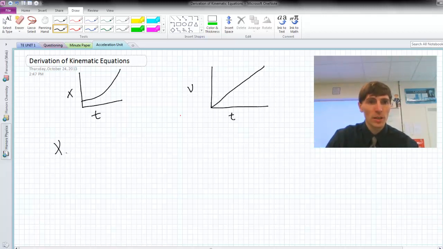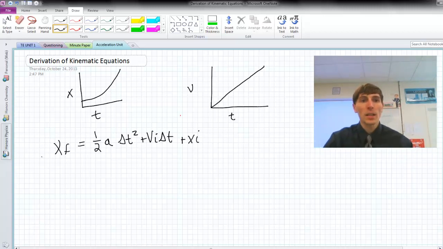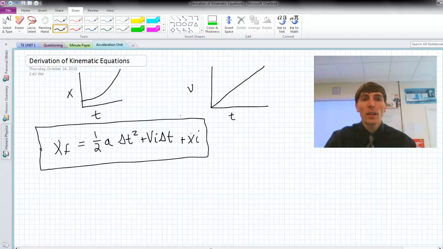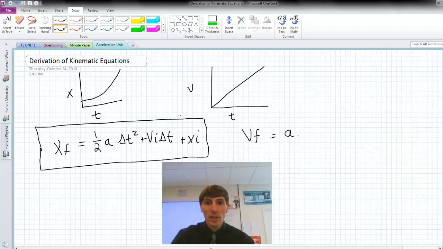This one turned out to be our final position was equal to 1/2 a over our change in time squared plus vi delta t plus xi. Okay, this was our first equation here. The next thing we did is we came up with an equation for the velocity versus time graph, and we found out that the final velocity was equal to the acceleration times the change in time plus my initial velocity. That was our vertical intercept. So this is another equation that we had.